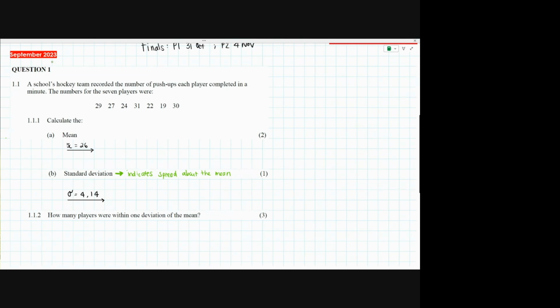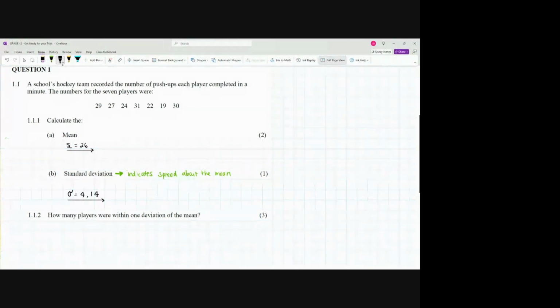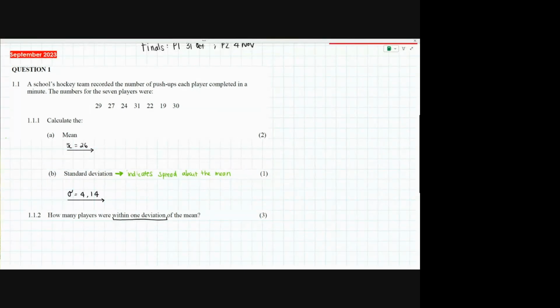Right, and then oftentimes once we've got our standard deviation, we're going to get a question like 1.1.2 that says how many players are within one standard deviation of the mean. Often it's 1 or 2 standard deviations. There is a statistical reason for this. Anything greater than 2 standard deviations is generally not a good indication of your data. That's where we start getting outliers. So generally statisticians work within 1 standard deviation, sometimes 2 standard deviations of your mean, in terms of what is reliable data.